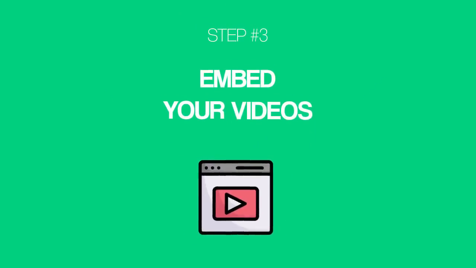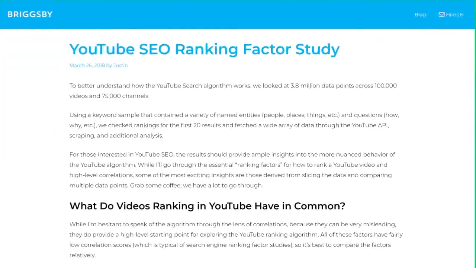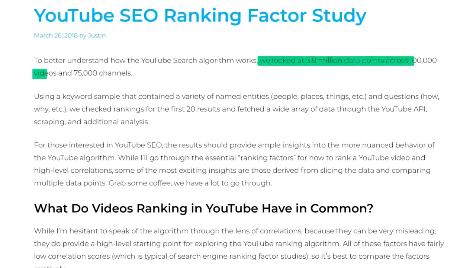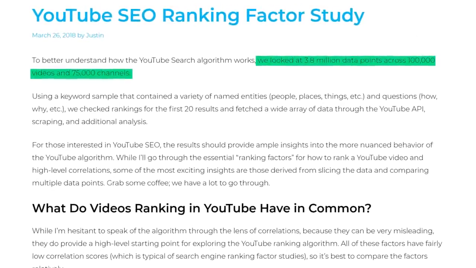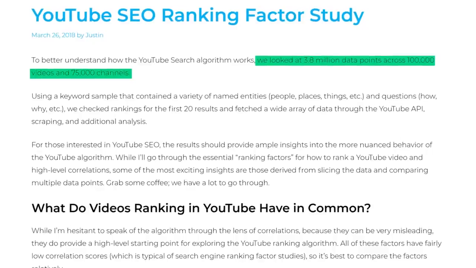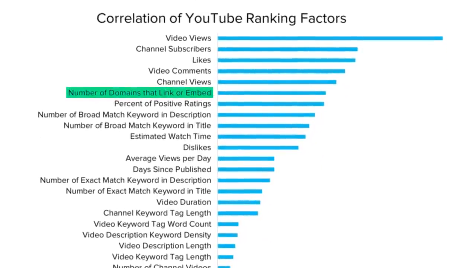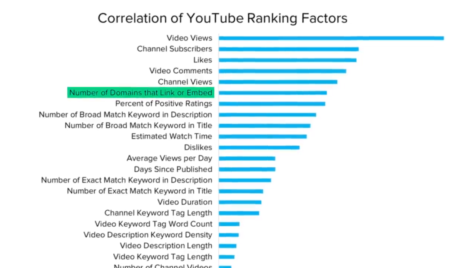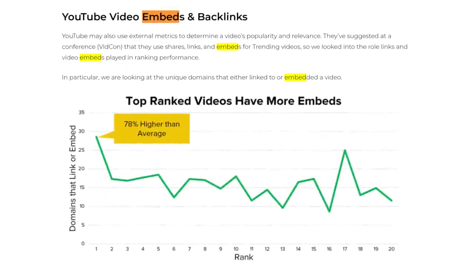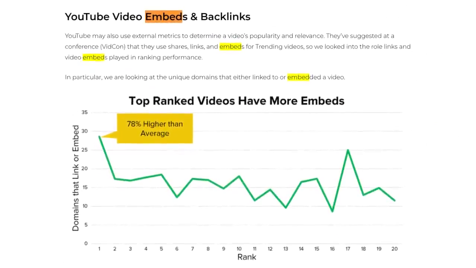And now it's time for strategy number 3, embed your videos. Justin Briggs recently analyzed 100,000 videos across 75,000 channels. And one of the most interesting things he found was that rankings on YouTube were closely tied to video embeds. In fact, top ranking videos had an average of 78% more embeds than average. And the easiest way to do this, just embed videos on your own website.